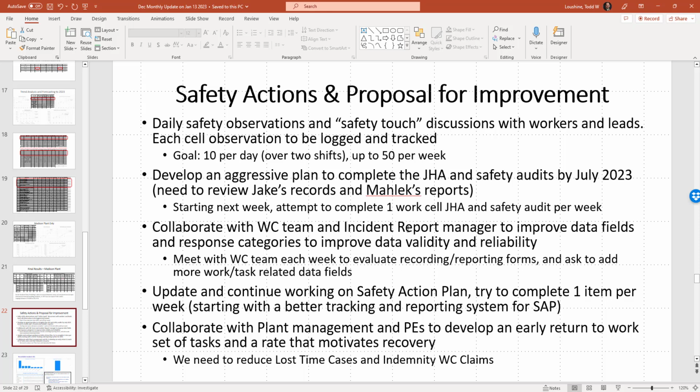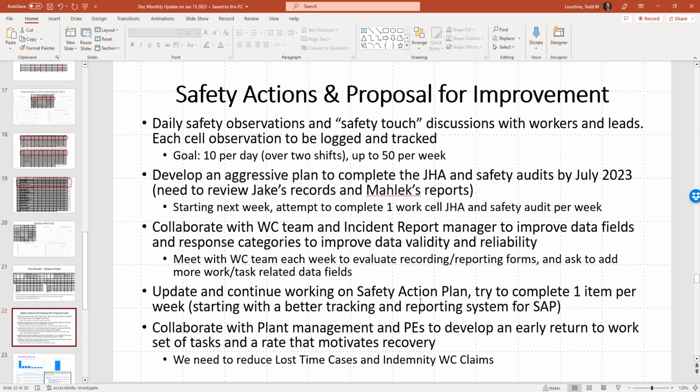Collaborate with the team's incident report manager to improve data feeds. I have been doing that, yes. I've made big strides in how we do this. We currently only have one person from my plant still out on work comp, and it was because there was an infection when they had wrist surgery. Hopefully we can get them back in another week, though. I really hope. Update and continue working on safety action plan.